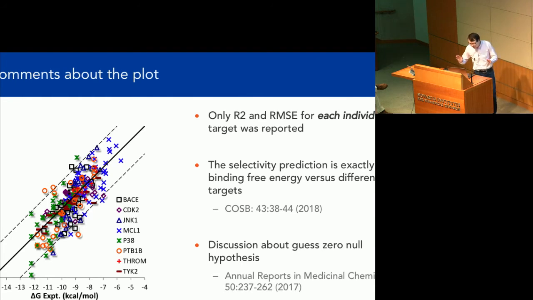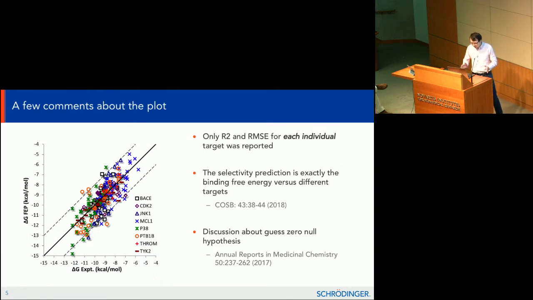I just want to make a few additional comments to make it clear what we want to present in this plot. First of all, I agree the R squared value of all the points from all different targets is misleading because that depends on the experimental information. However, we only reported R squared and RMSE for each individual target, which are statistically meaningful. Second, if we want to do selectivity, all you want is the binding affinity on different targets, which is similar to what we plot here. I'm not saying it's the same.